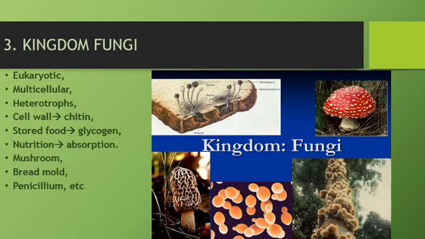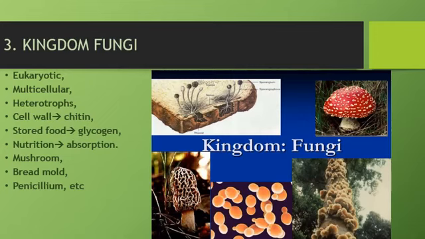Kingdom Fungi. This kingdom belongs to eukaryotic multicellular organisms. Some of them are microscopic, while others can be seen with the naked eye. They have a cell wall made of chitin, which is a complex sugar. They do not have chloroplast, so they are heterotrophs. Chloroplast is the organelle inside which chlorophyll is present. Fungi have a different mode of nutrition. That is, they absorb food from surroundings.